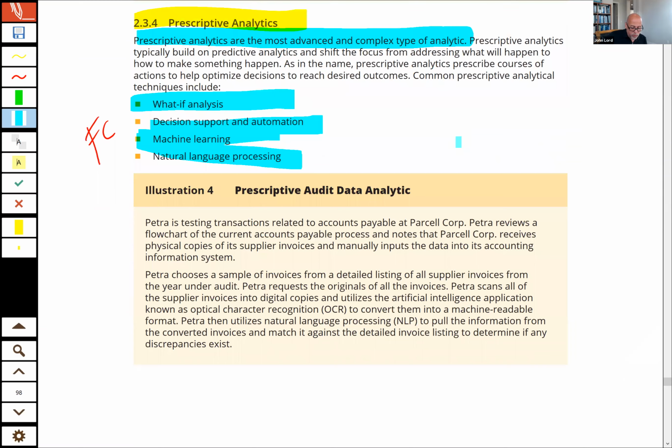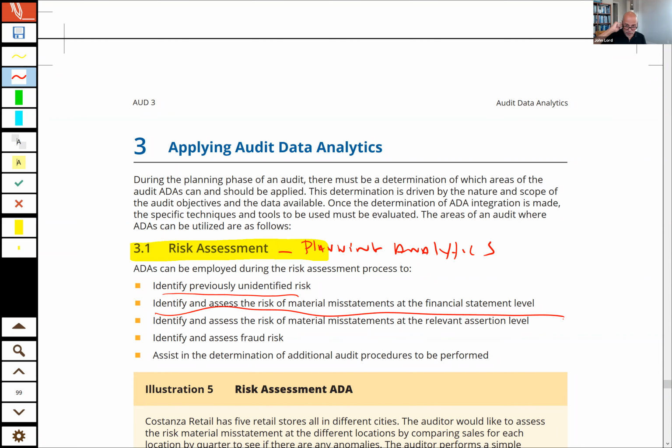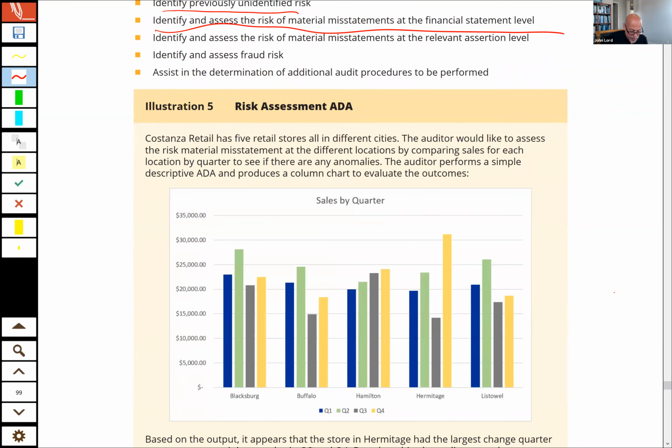Okay. Now, we are going to apply data analytics to some of the terms we've already learned, right? For example, risk assessment. And these really are planning. Remember, we said you have to do planning analytics in every engagement. So you can use data analytic processes to help you identify previously unidentified risk, identify risk of material misstatement at the financial statement level. So they tell us we have to do analytics, and you can do high-level analytics during the planning phase as part of your risk assessment. Okay, and you can see here they use a bar chart to see how different parts of the entity are comparing to budgets, that sort of thing.